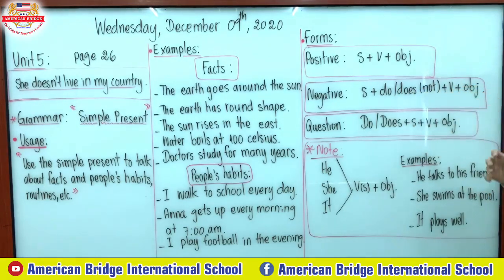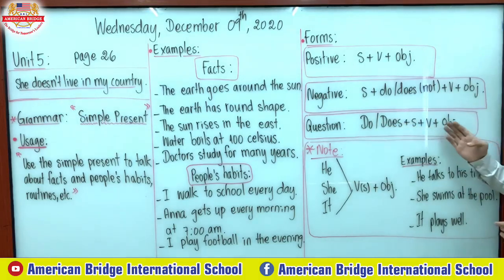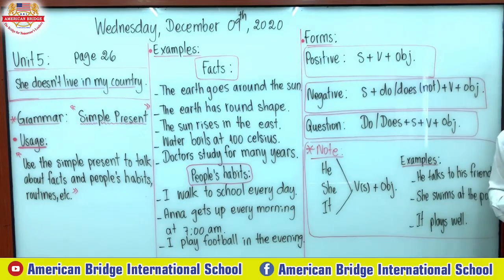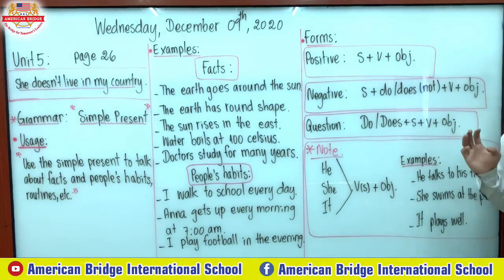What about the question form, everyone? We ask a question beginning with do or does plus subject plus verb plus the object. These three forms are really important for you to understand, and if you want to improve at using the simple present, you must know the forms. This is about the structures that you need to remember.